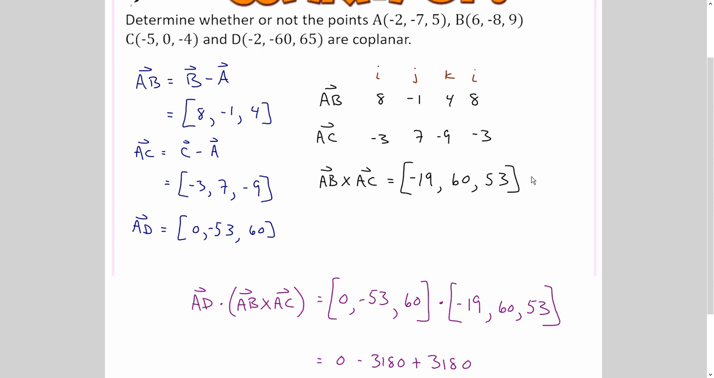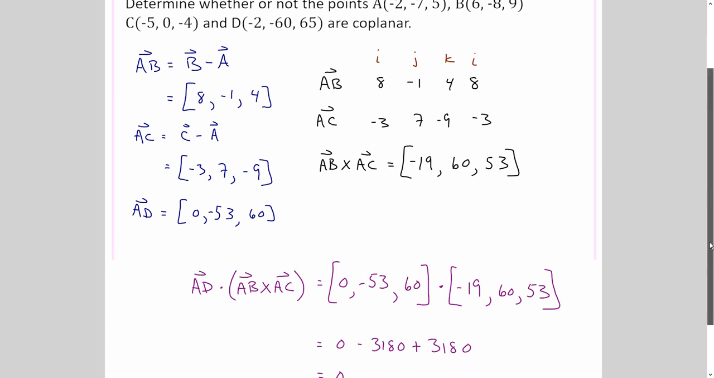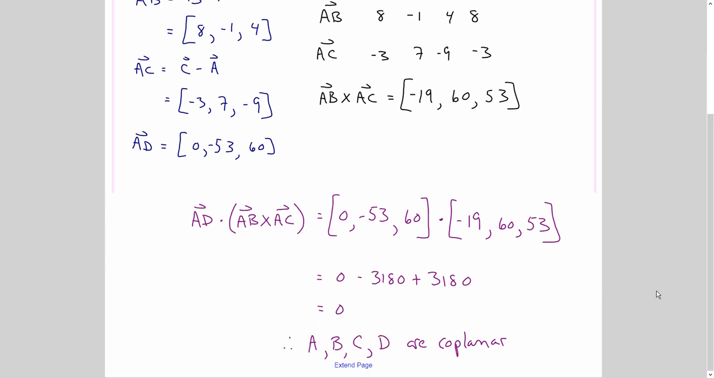Now, I'm going to use that concept that this is a normal vector, and if I do the dot product with my AD vector, it should be equal to 0 if they are coplanar. Okay, because remember the dot product of 2 vectors that are 90 degrees would be equal to 0. And in this case, that's what happens, it works out that A, B, C, and D are coplanar.